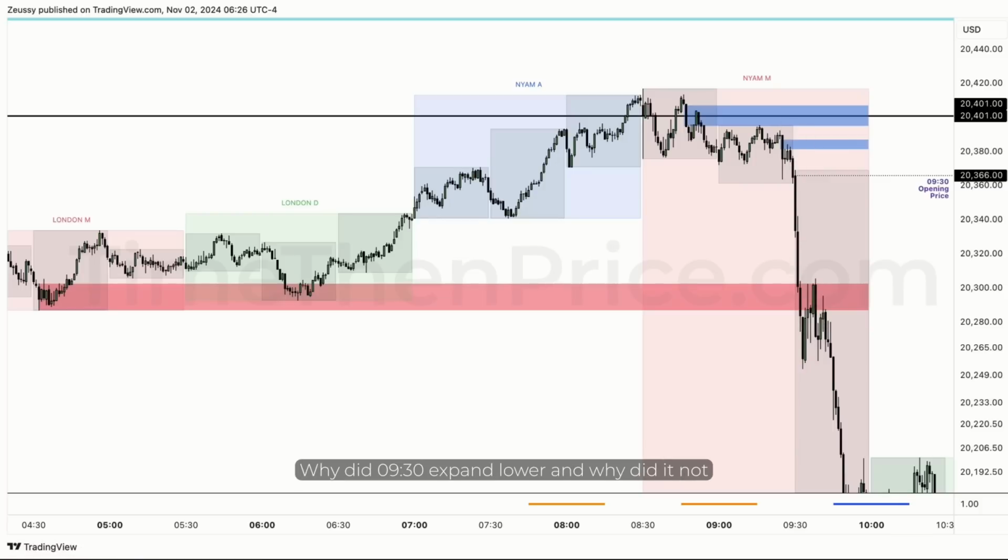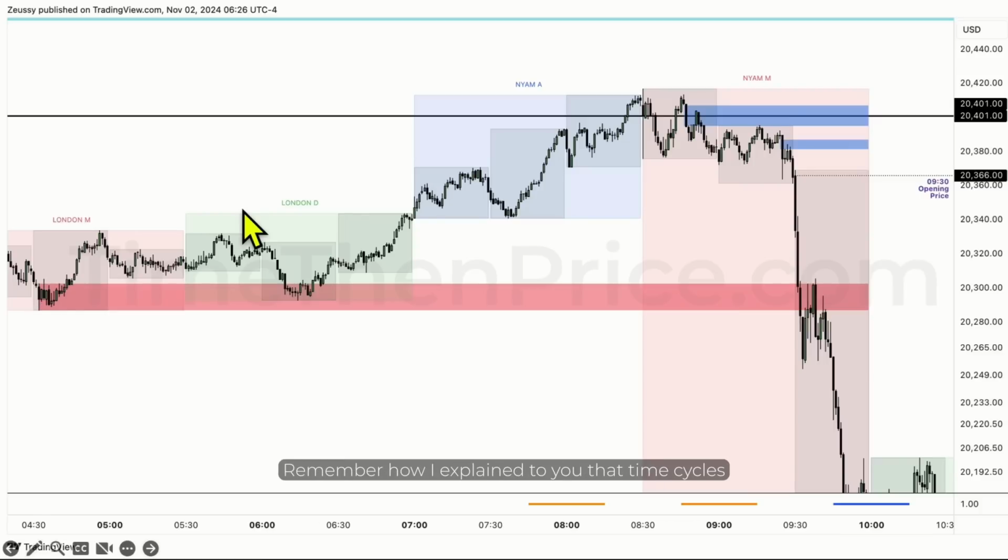Why did 9:30 expand lower and why did it not manipulate higher, you might be wondering? Because it already did the manipulation prior to the 9:30 open. 8:30 was the manipulation because we took out the previous cycle high right here. Therefore, you can anticipate 9:30 to be sudden and to be explosive, so to say. We see the market reprice below this sell-side liquidity, below that London low, and here something interesting occurs.